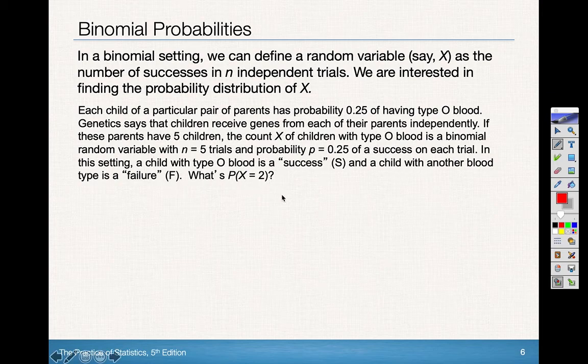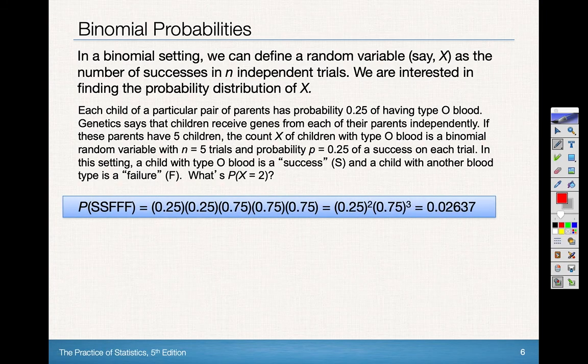We want to know first, how do I get the probability that exactly 2 of the 5 kids will have type O blood? So let's think. The probability would be a person with type O blood, 25%, and from last chapter, that's why this comes right after probability, independence just says multiply, and not type O blood, and not type O blood, and not type O blood. So I have 2 successes, so the probability of success raised to the second for the 2 successes. The probability of failure raised to the third for the 3 failures.